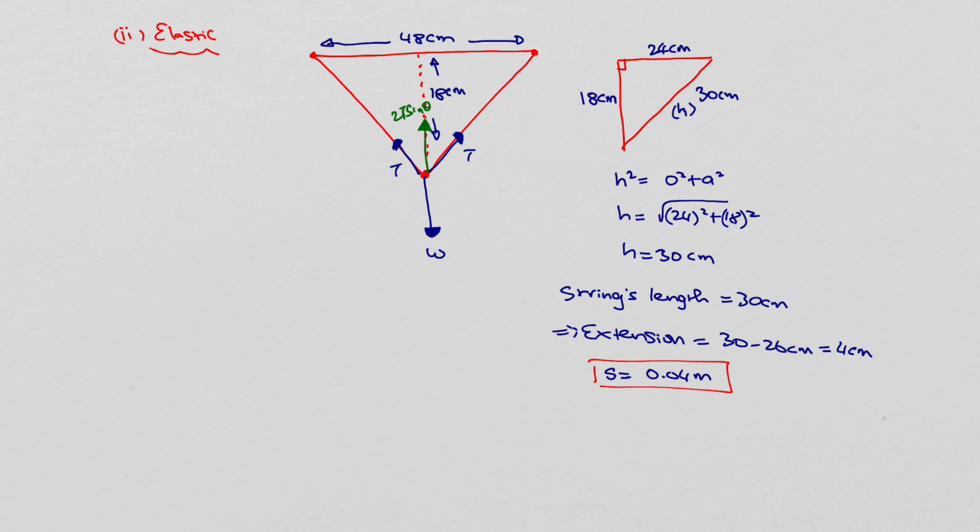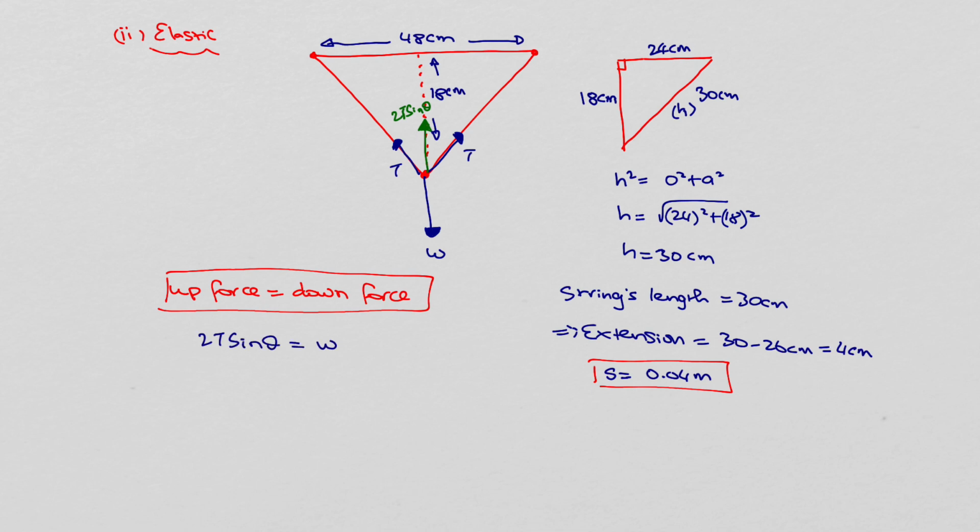So we also need to know what is the force. Okay, so to get the force, we're going to need this 2 sine theta is equal to W. In other words, our up force equals our down force. And therefore we have 2 sine theta must equal W. But what is sine theta this time? So let's go to our triangle. So we have, again, if that's theta, this would be our opposite, our adjacent, and our hypotenuse. So we know that sine theta is the opposite over the hypotenuse, which is 18 over 30. In other words, 3 over 5.